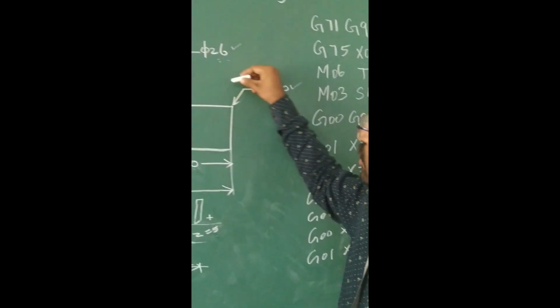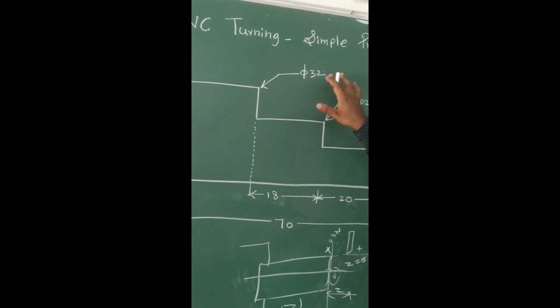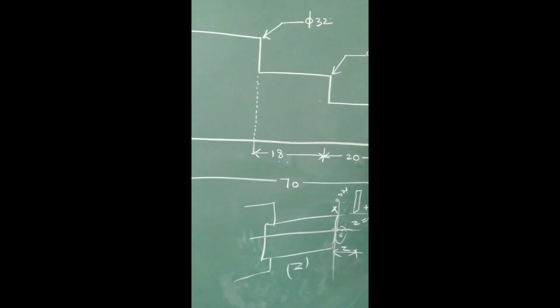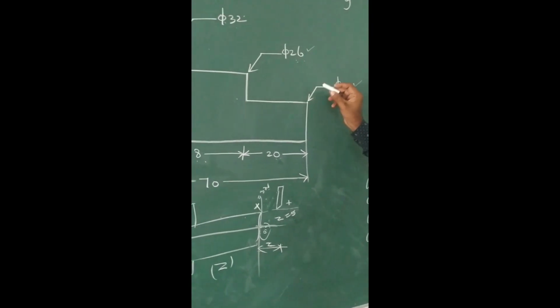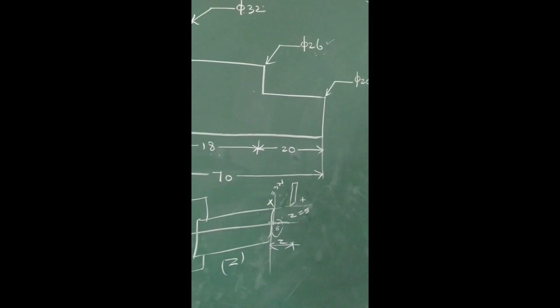So now what will happen? The total length of cut, the diameter is 26, and we have reduced the diameter from 32 to 26 for the entire length. Now we have to go for another step. We have to perform 26 to 20 for the remaining step. Again we have to follow the same one.